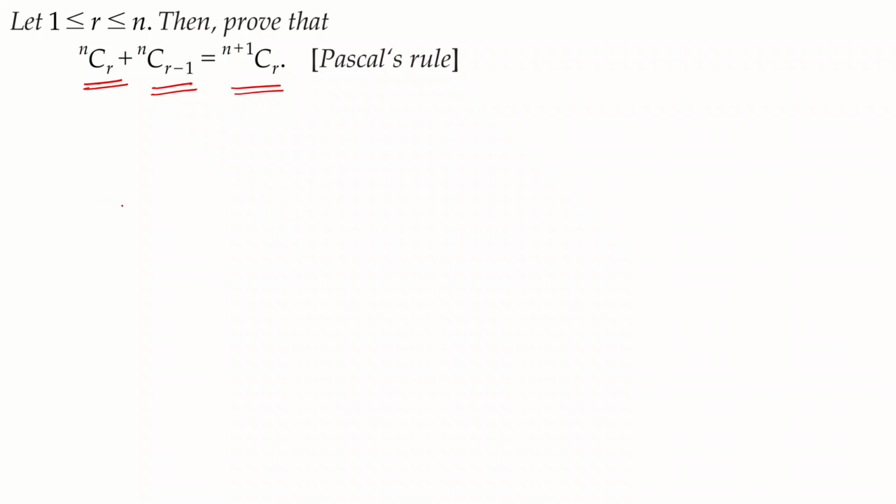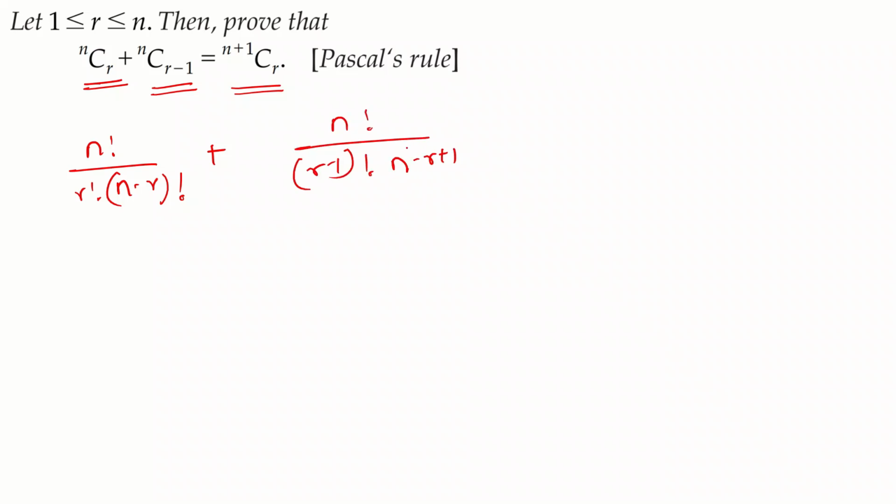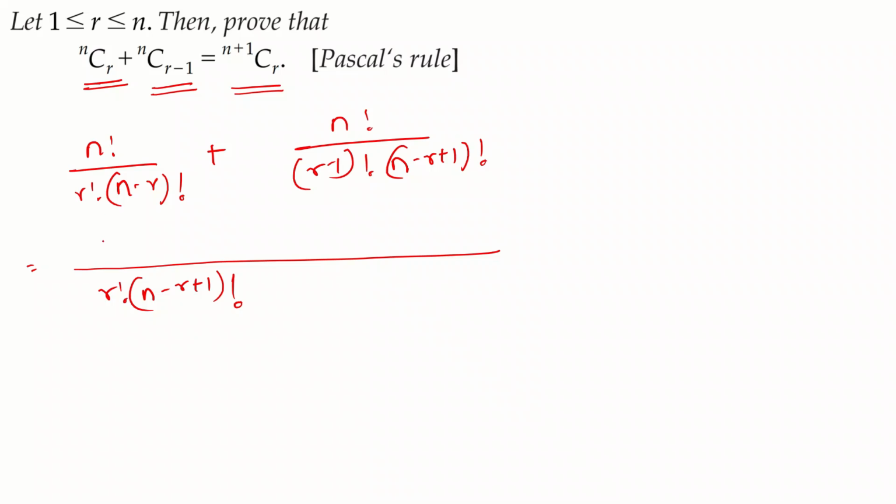Okay, so let's expand this. NCr is n factorial by r factorial n minus r factorial, plus NCr minus 1 is n factorial by r minus 1 factorial and n minus r plus 1 factorial. Okay, so let's find out what's the LCM. So the LCM is r factorial into n minus r plus 1 factorial. So initially we can take n factorial common throughout. So now let's see what we are left with.